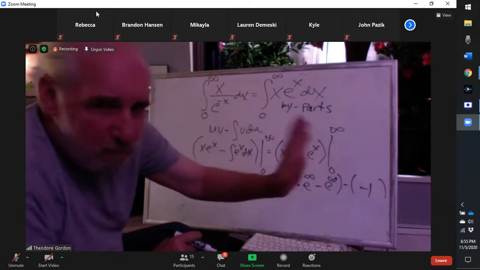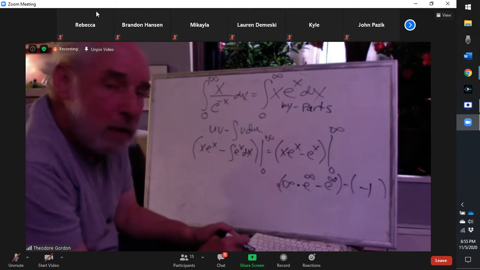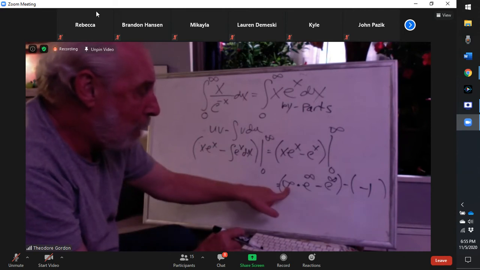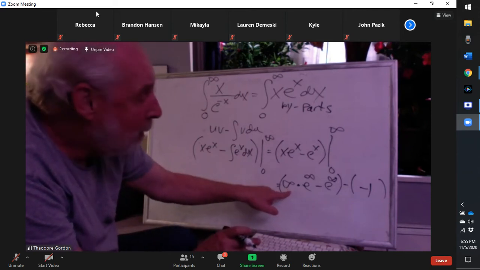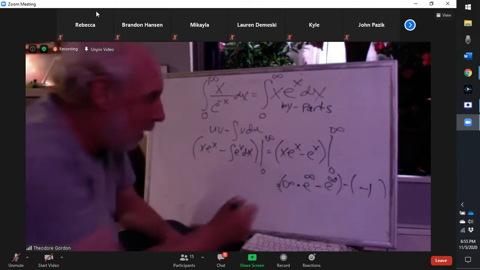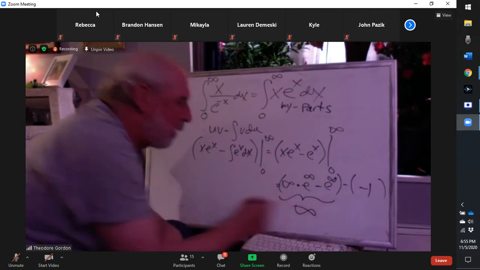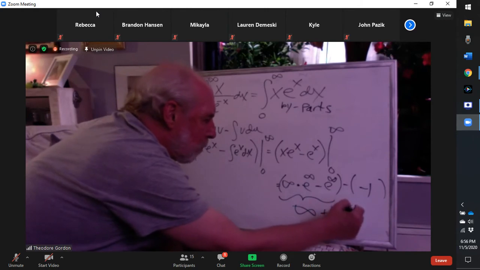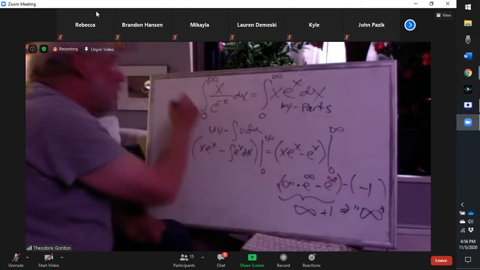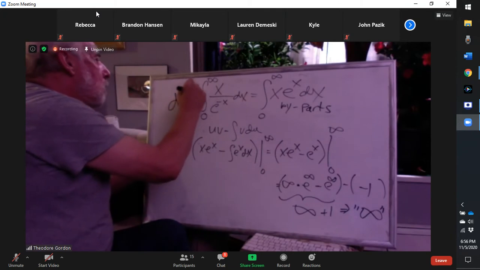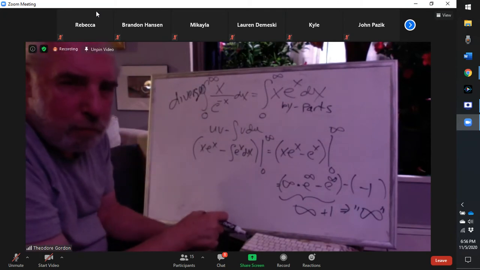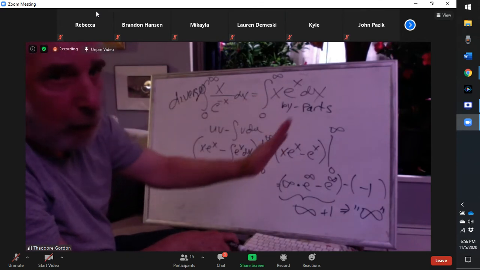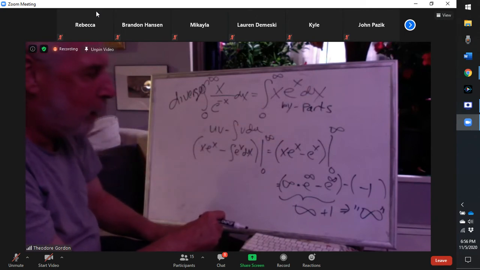This is just a constant, it doesn't matter. But what's happening here? Well, we have infinity and nothing's making that go away. And this infinity isn't in the denominator. So all of this goes to infinity. So we get infinity plus 1, which is still infinity. And so this diverges. This graph, x e to the x, is increasing. It's going up really, really fast, and it's never going to come back down again.